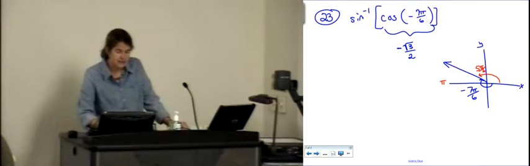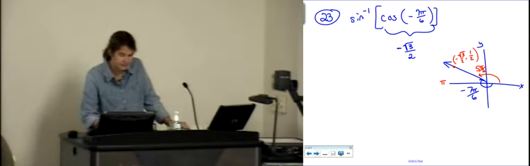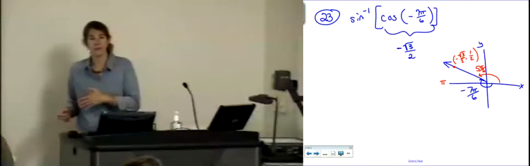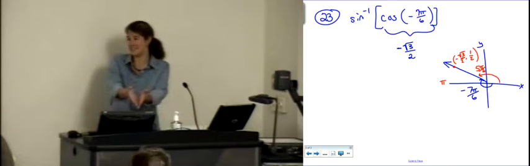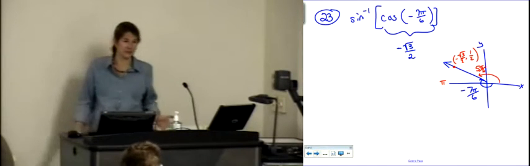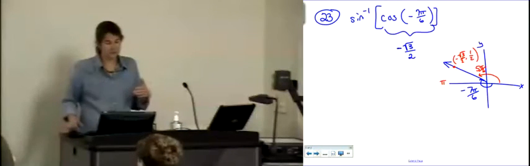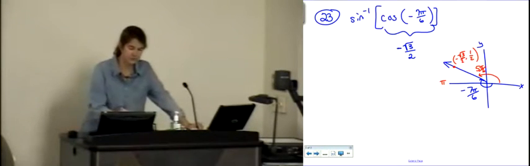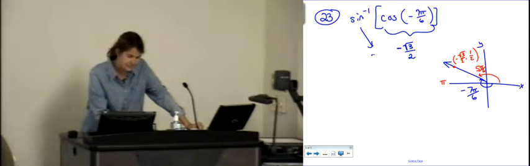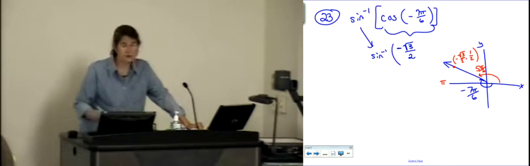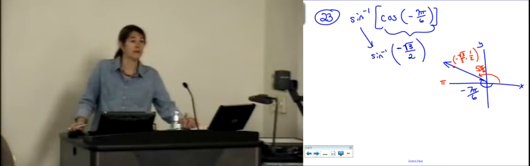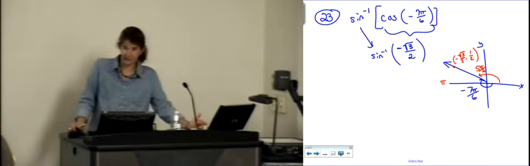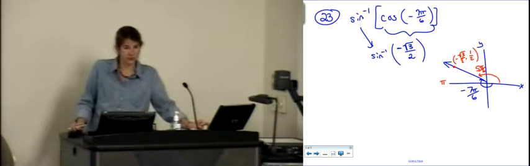The coordinates out there are negative square root of 3 over 2, 1/2. That's what we're thinking of. We're not just pulling these answers out of our head; everything we're putting up here on this type of problem is coming from the unit circle. So what we now have is the inverse sine of negative square root of 3 over 2. So we're asking which angle from negative pi halves to positive pi halves has a sine value of negative square root of 3 over 2.